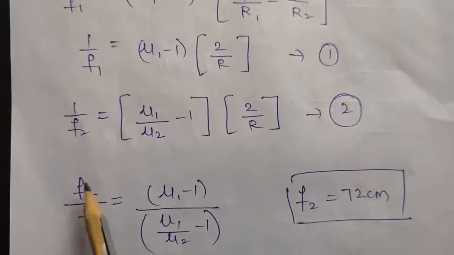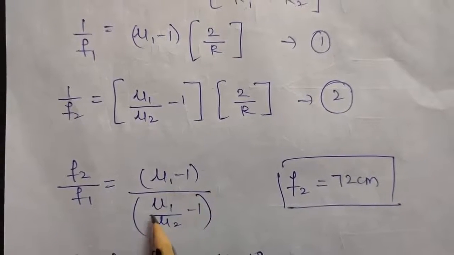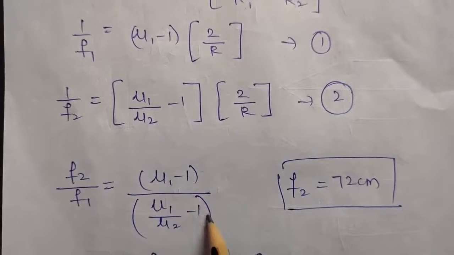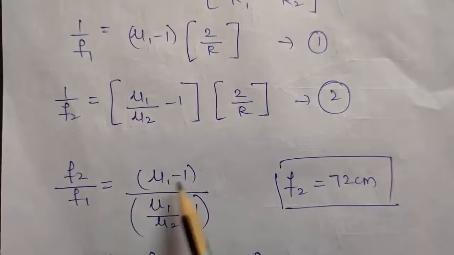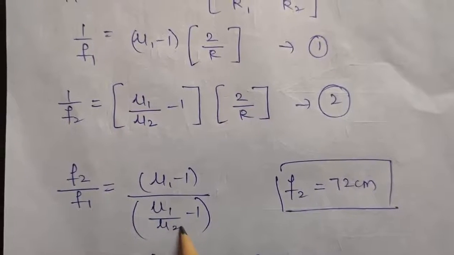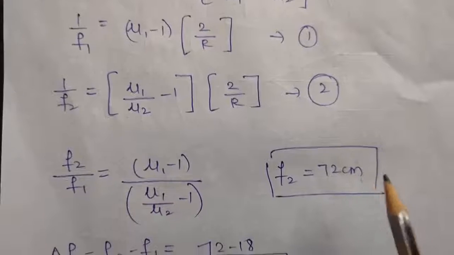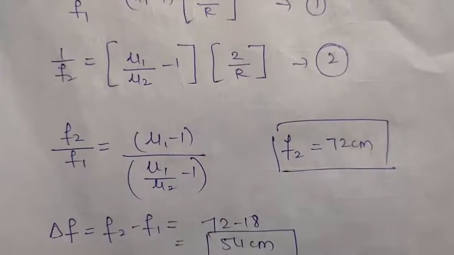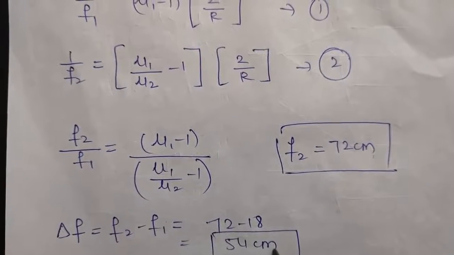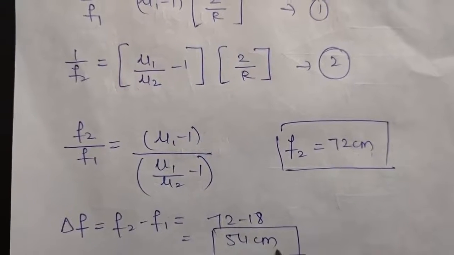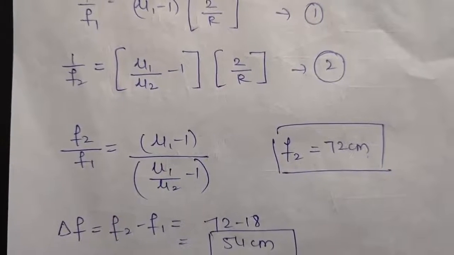So you will get f2/f1 = (mu1 - 1) / (mu1/mu2 - 1). So you know mu1, you know mu2, and you know f1 as well. All of these are given in the question. So solve it from here. f2 will come to be 72 centimeters. To calculate the change in focal length, just subtract f2 and f1. That will come to be 54 centimeters. So that will be the change when your convex lens is placed in water instead of air.